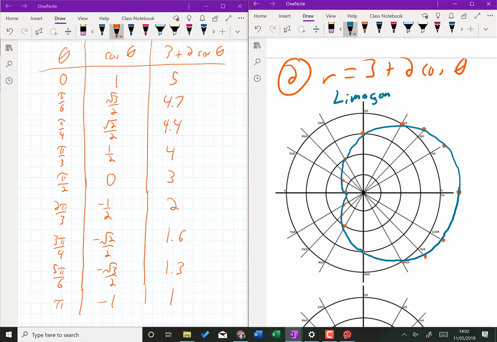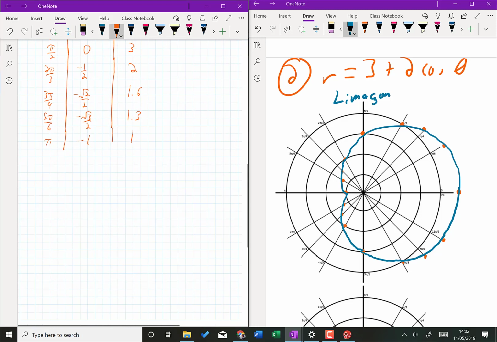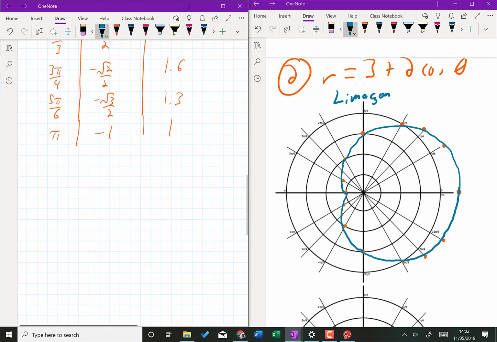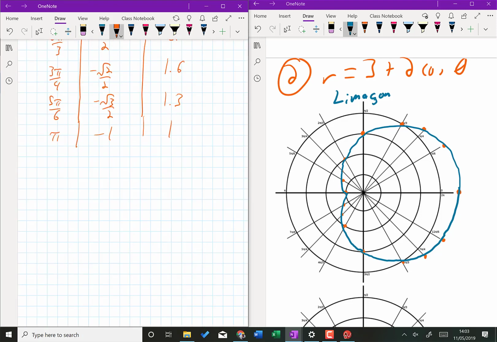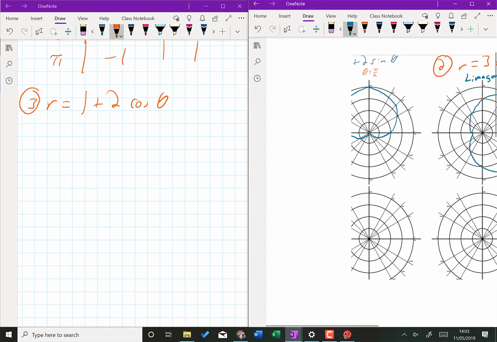Okay, number 3. We have 4 major ones we're doing, and it may be time for a 5th, so hang tight. r equals 1 plus 2 cosine of theta. Can one of you tell me what's different about this one versus the other ones that we've done? There's a major difference that's going to happen here.